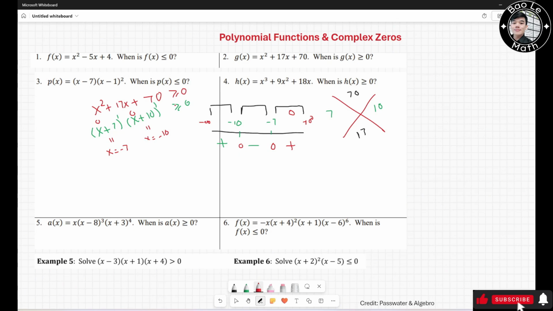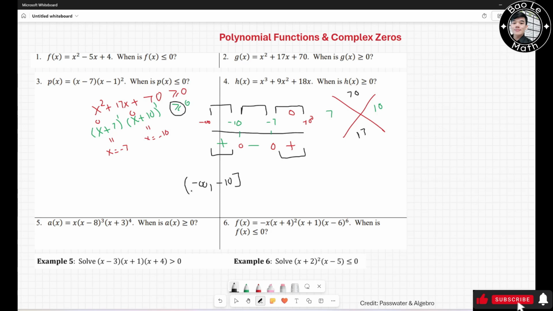Alright, so what I need to do is I need to find the values of s such that the inequality is greater than or equal to 0, right? So I must pick the positive intervals. So this guy and this guy right here, right? So my interval should be negative infinity, comma, negative 10 right here, right? Because I have an equal sign, which means I need to include negative 10. So I put a bracket right here, and this is the parenthesis.